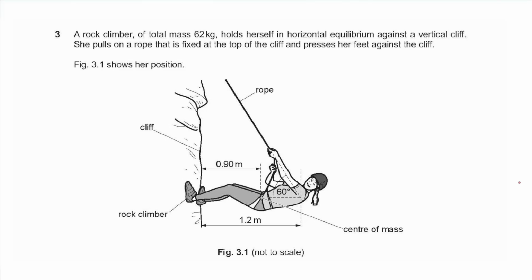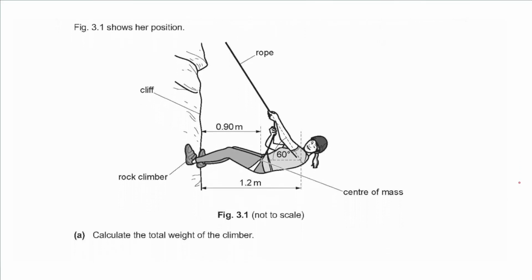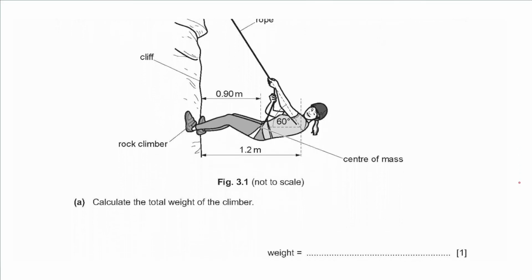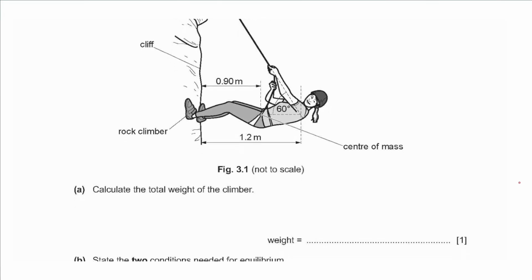Question 3 says a rock climber of total mass 62 kilograms holds herself into horizontal equilibrium against a vertical cliff. She pulls on a rope that is fixed at the top of the cliff and presses her feet against the cliff. Figure 3.1 shows her position. We have some distances here and an angle. Calculate the total weight of the climber.